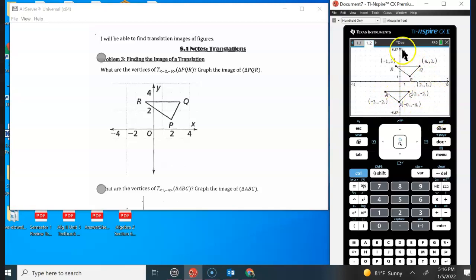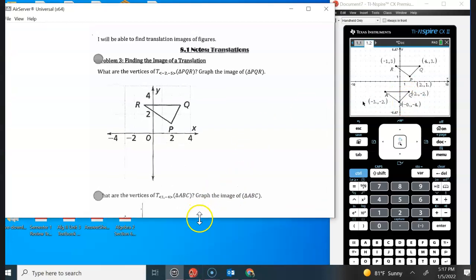So you notice that there is a translation. This point went to this point here, P went to this point, and Q went to this point. And you notice if we subtract 2 from -1, we get -3. If we subtract 5 from 3, we get -2. And so you notice the translation. So now it's going to be your turn to go ahead and do the next example.